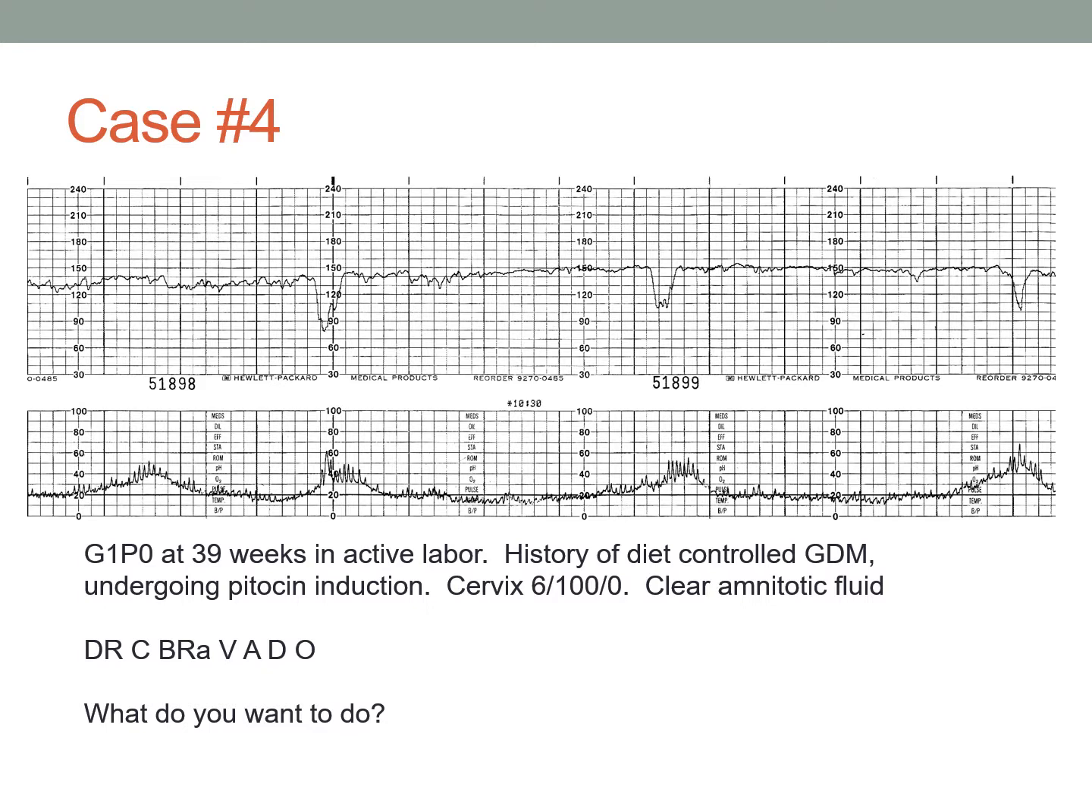All right, next case, case 4. You have a G1P0 at 39 weeks in active labor. She's got a history of diet-controlled GDM and is undergoing a Pitocin induction. Cervix is 6 centimeters dilated, 100% effaced. She's ruptured for clear amniotic fluid. So determine risk and go on from there through your Dr. C. Bravado mnemonic.